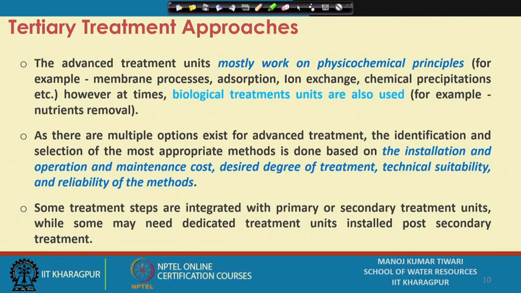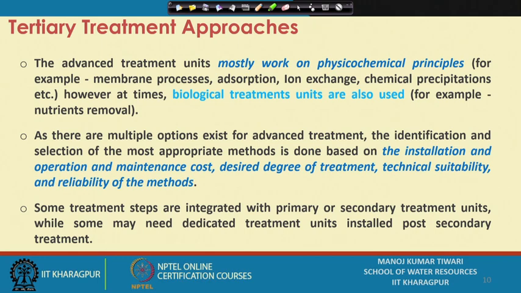for example, nutrient removal. For nitrogen removal, like nitrification and denitrification, or for phosphorus removal, biological phosphorus removal is there. So, there are approaches which work on biological principles as well, and they can be used, but predominantly it is physico-chemical treatment options. The majority of options we have for advanced treatment are of the physico-chemical nature.